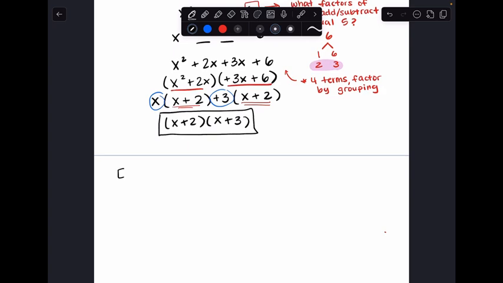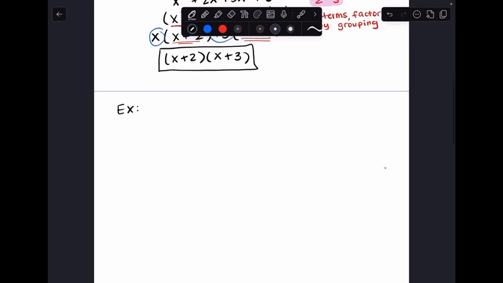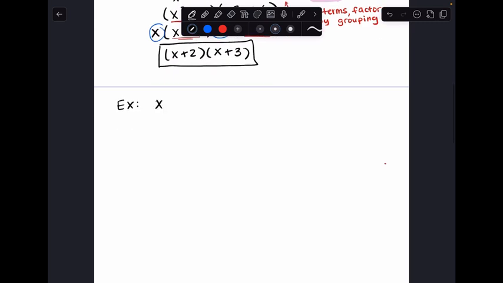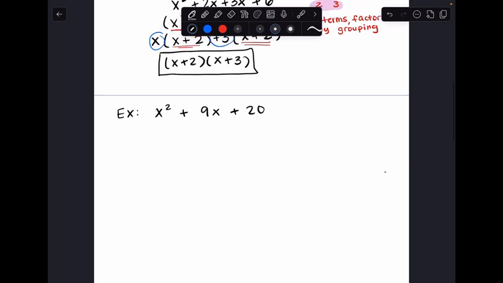Now, let me go ahead and give you another example. So let's say we have x squared plus 9x plus 20. Now, I'm going to show you a more efficient way to do factoring because, and you can write this in your notes somewhere, I'll probably write it right here.